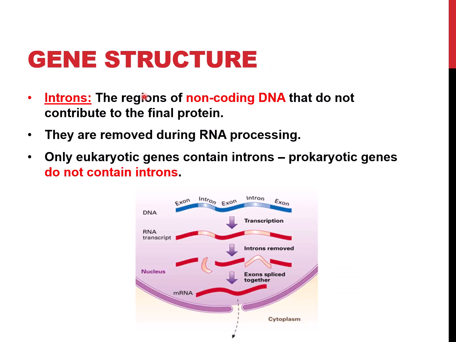So we have introns, all right, regions of non-coding DNA, and essentially during RNA processing, that gets cut out. Okay, so before it gets to the ribosome, the messenger RNA needs to go through RNA processing. Okay, this process here, and these introns are cut out. All right, introns cut out.